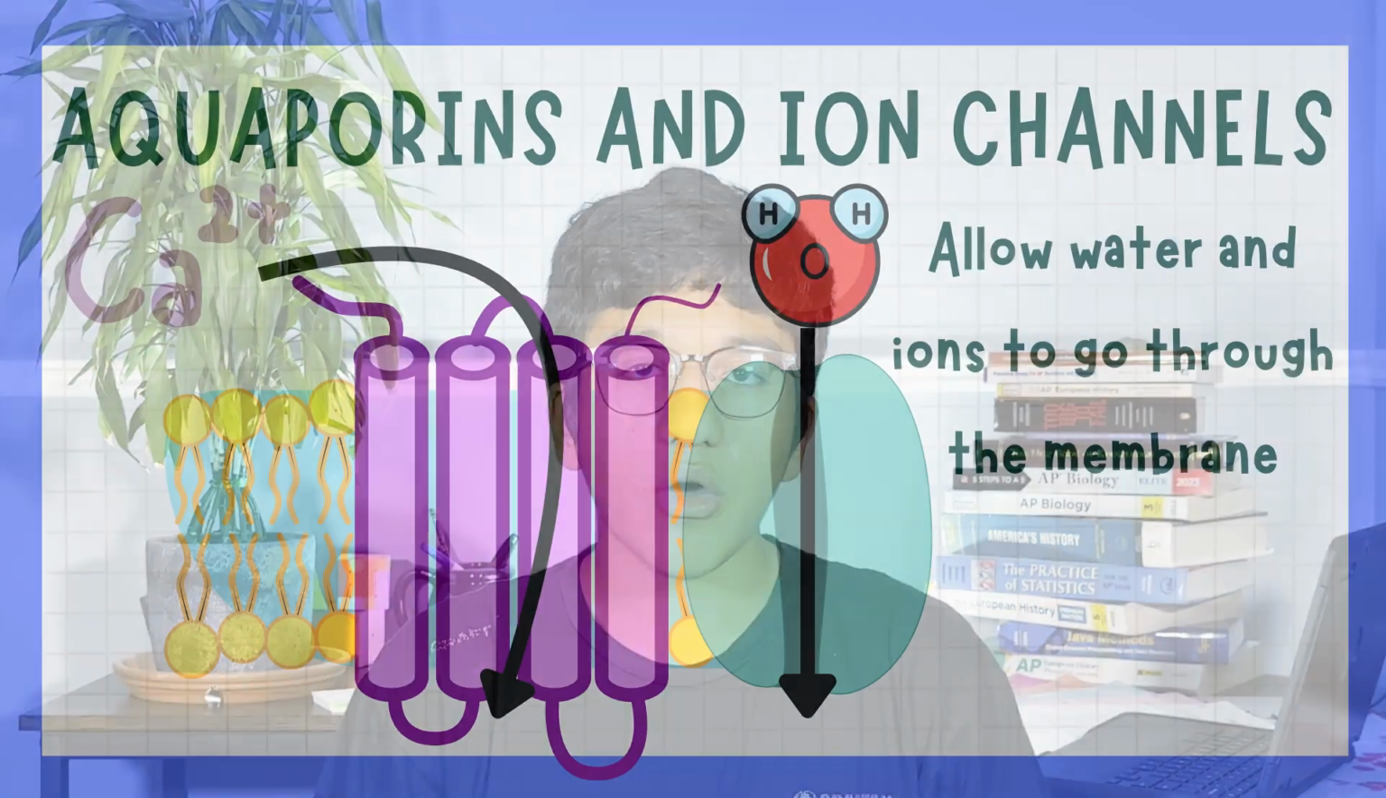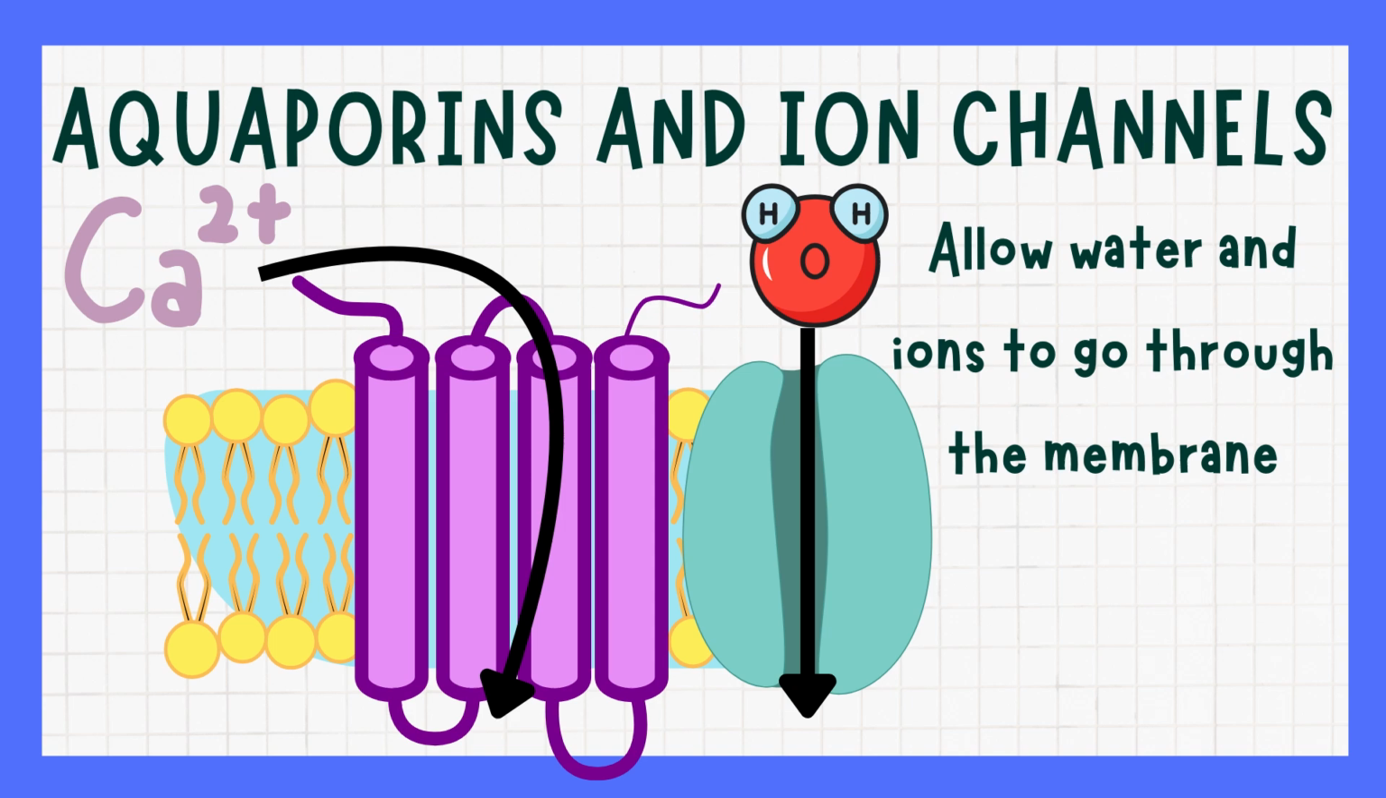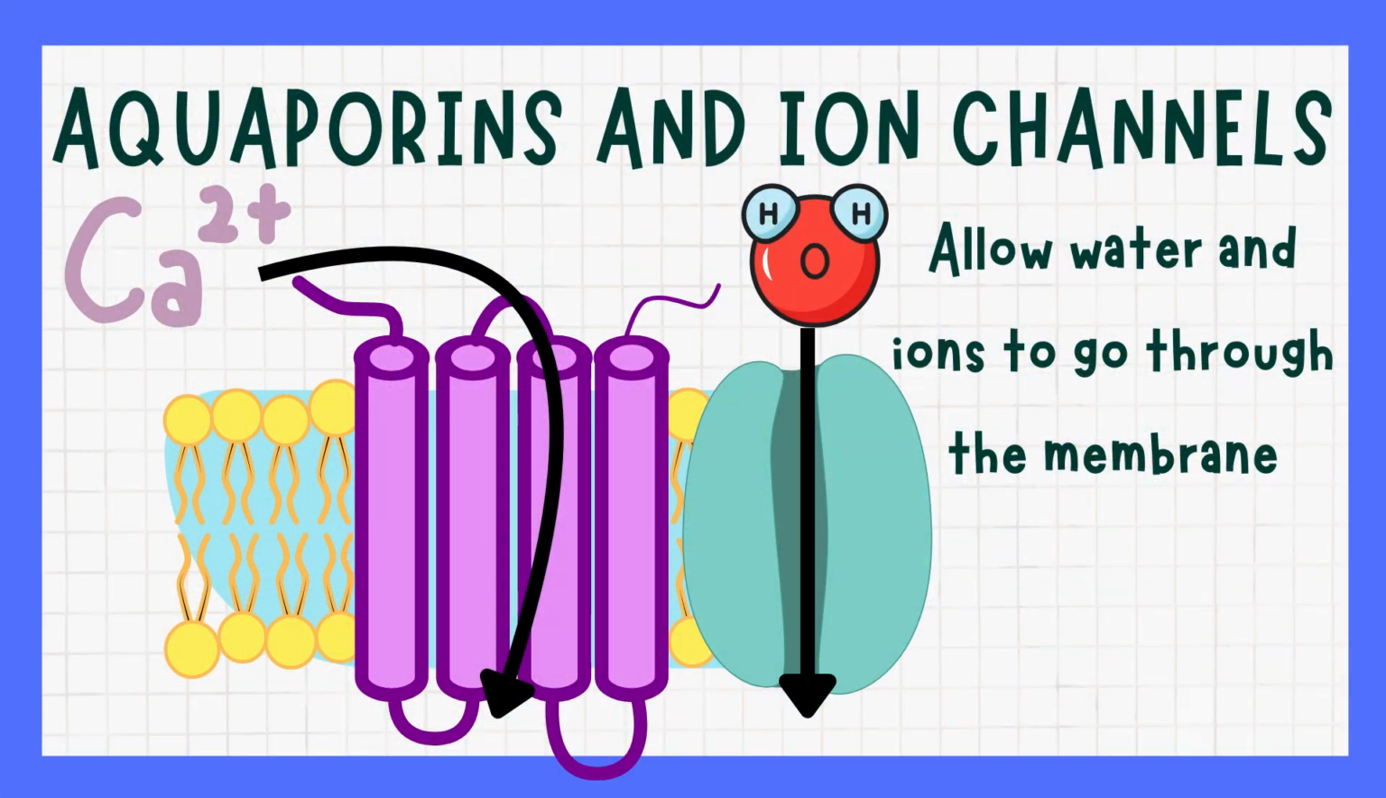The best example for an integral protein is aquaporins, which allow water to pass through the cell membrane. However, typically, water does go through the cell membrane, only the aquaporins facilitate the movement. Another integral protein are ion channels, which allow ions to go through the cell membrane.